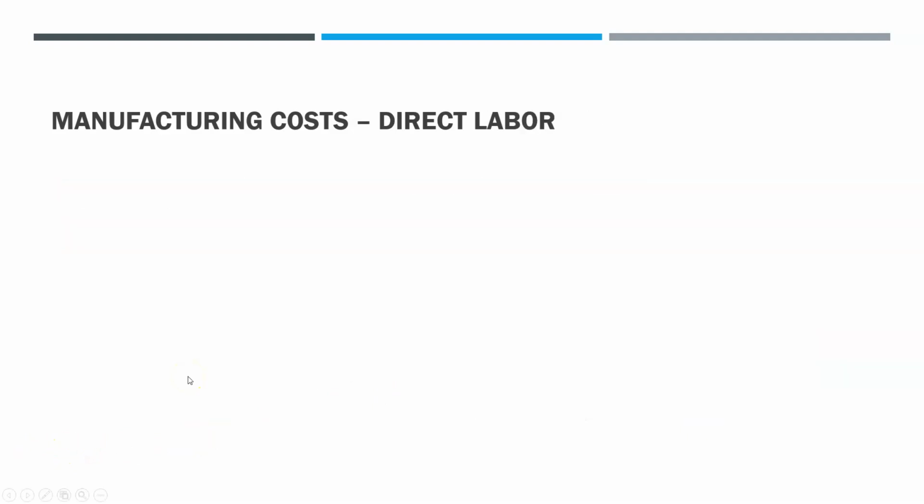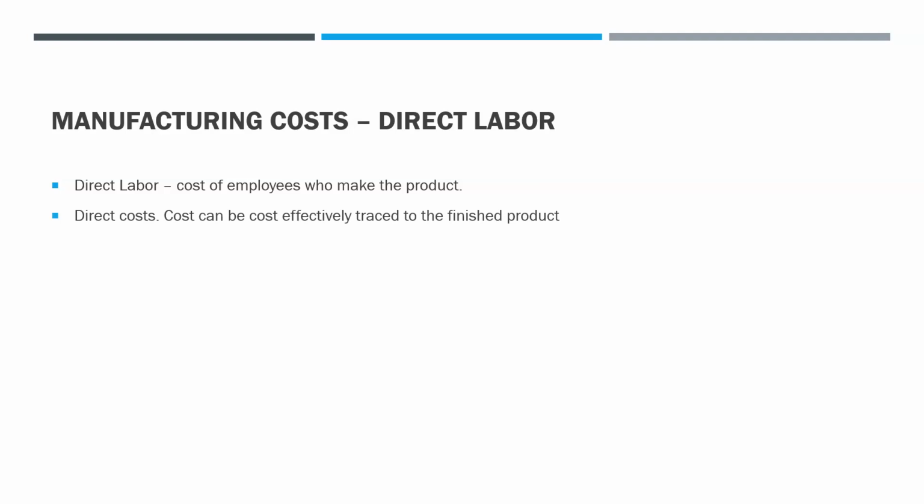Next, let's look at direct labor. Direct labor is the cost of employees who make the product. Again, this is a direct cost. This cost can be cost effectively traced to the finished product. So the company can determine exactly who the people are that's making the product, and the salaries and the benefits that these people get paid can be traced to the finished product because the company knows exactly how long these people took to finish the product.